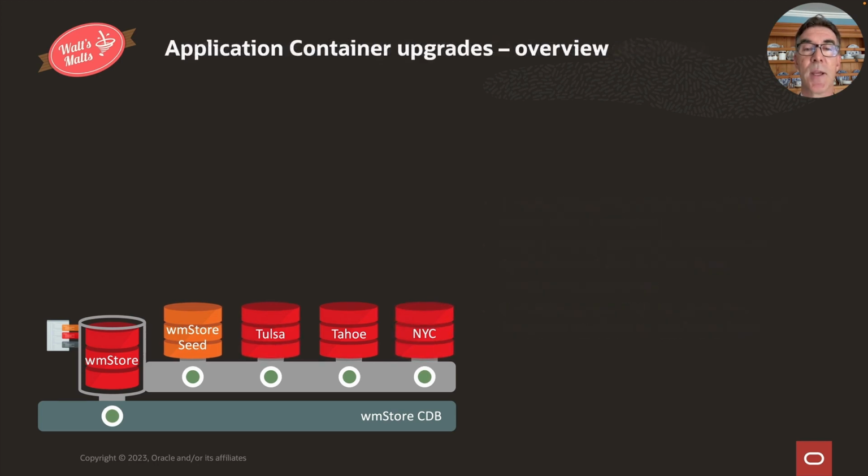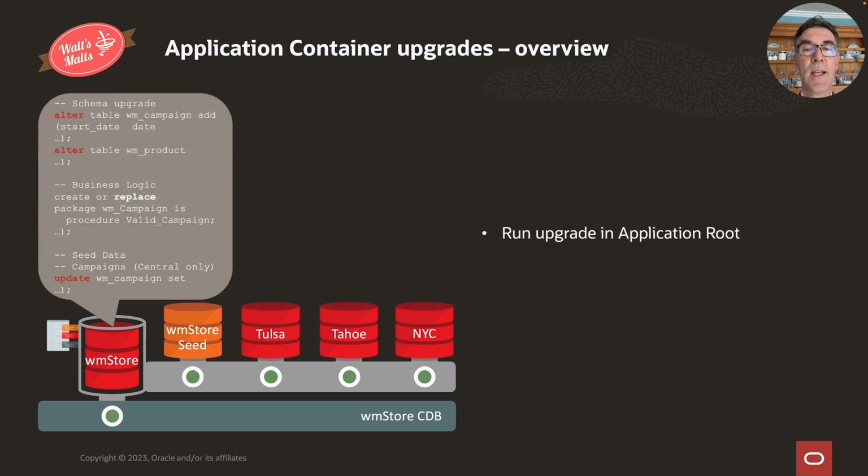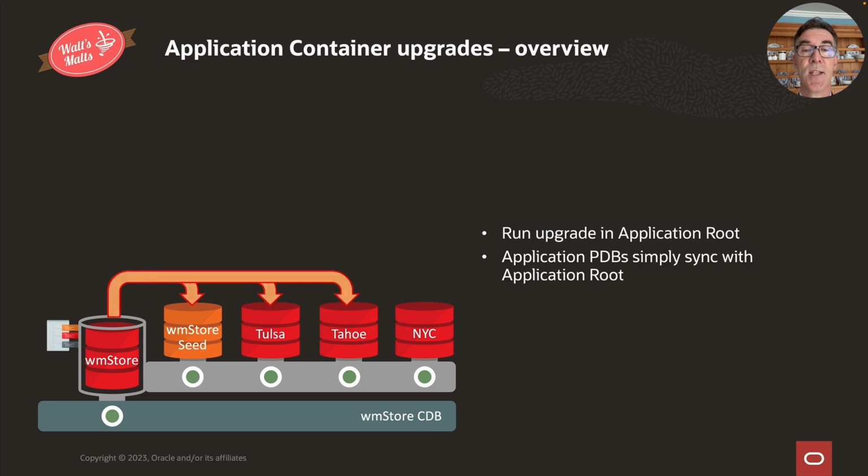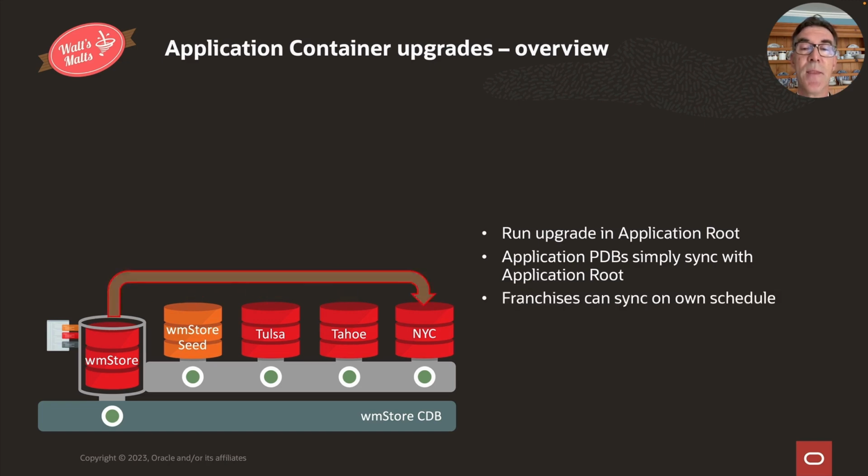But now let's look at the upgrade situation. Now there is only one copy, the master copy, if you like, of the application installed in wmStore root. To do an application upgrade then, we only need to upgrade that single master application definition. It's then a simple matter to upgrade the tenants by syncing them with the upgraded master application definition. Franchises can sync on their own schedule. There's no need to negotiate a system-wide outage window, which is simultaneously convenient for all franchises.